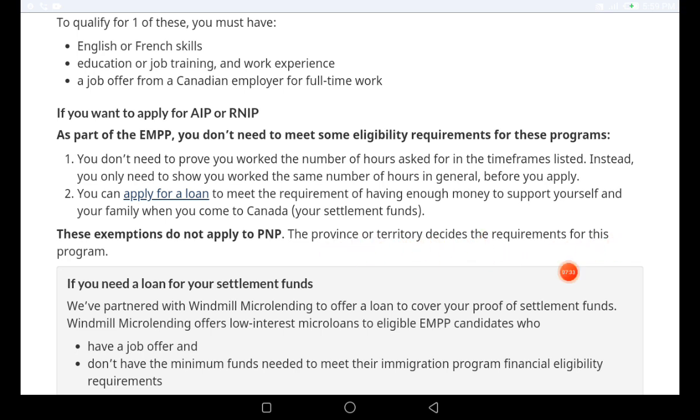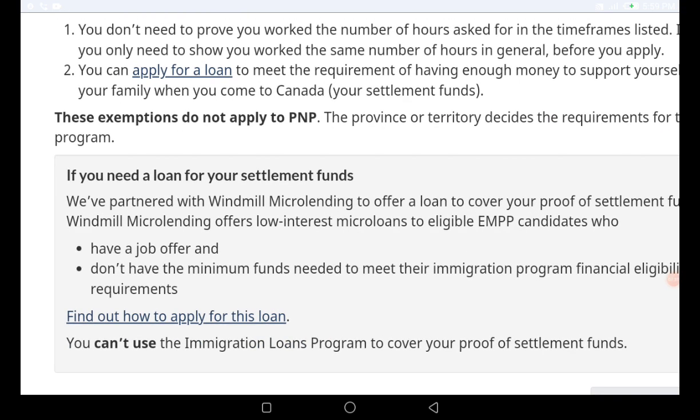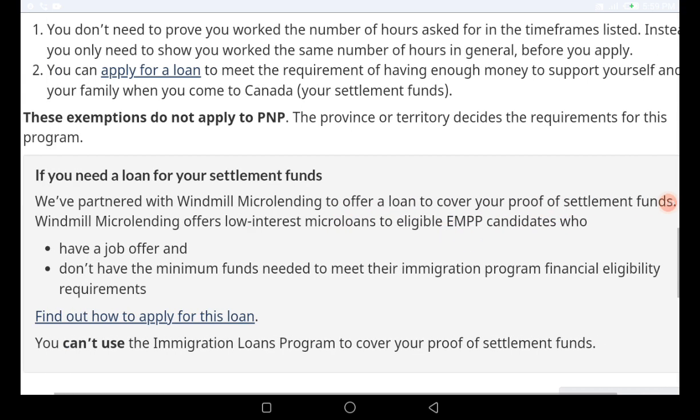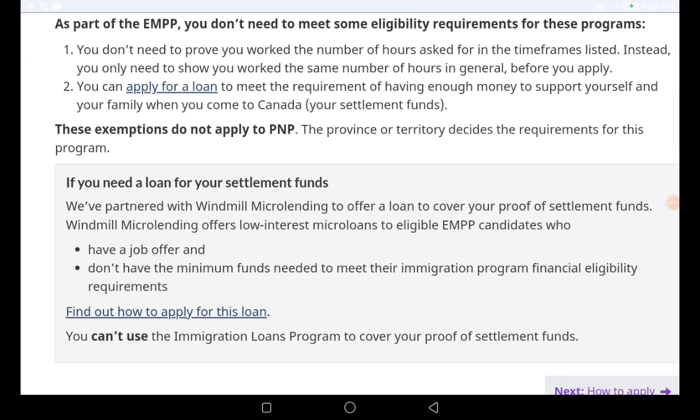Okay, so now if you need a loan to settle in Canada because you know that you don't have enough funds, these people have partnered with Windmill Microlending to offer a loan to cover your proof of settlement funds in Canada. Okay, Windmill Microlending offers low interest microloans to eligible EMPP candidates who have a job offer and don't have the minimum funds to meet their immigration program financial eligibility requirement.